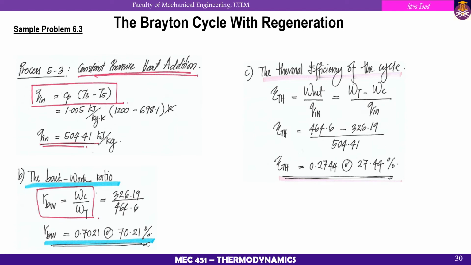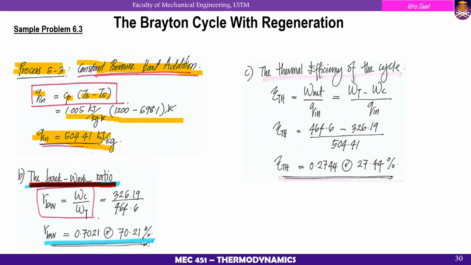Then from that we can proceed to the process 5 to 3, which is the constant pressure heat addition. We can calculate our Q in, or heat input into the system. Now Q in is equal to Cp times T3 minus T5. Putting in all the required data, we get Q in is equal to 504.41 kilojoule per kilogram.